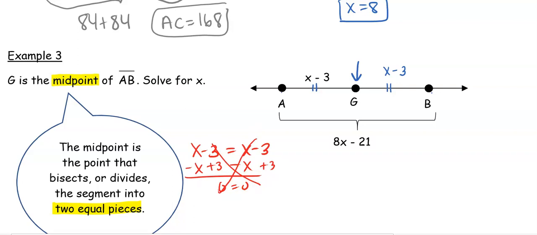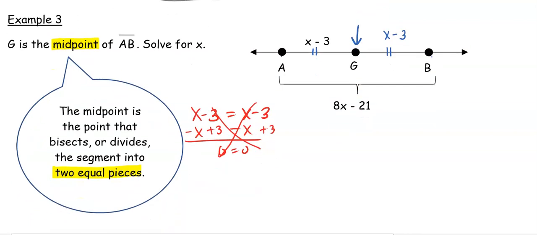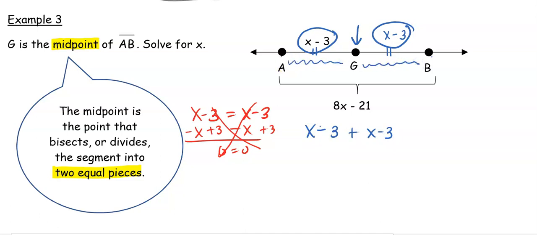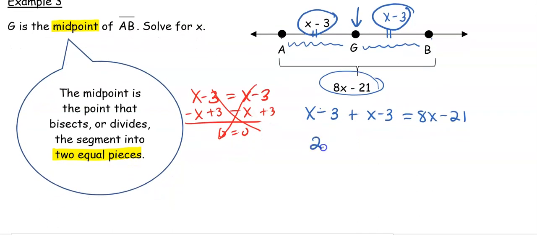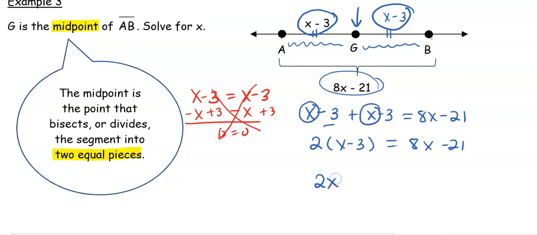To solve this equation, we're using our segment addition. This plus this. So x minus 3 plus x minus 3. These two segments together equal the big segment, 8x minus 21. Now some of you may be thinking, well, it's just 2 of x minus 3's. Yes, so you can either add them twice, or you can take x minus 3 and multiply by 2. Either way, whether it's two separate pieces or distributing, you end up with 2x minus 6.